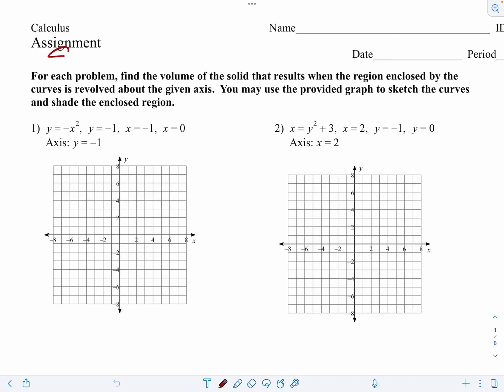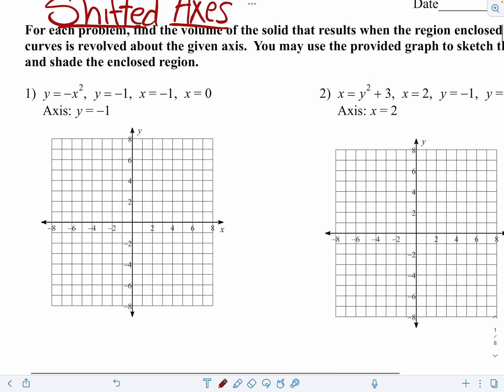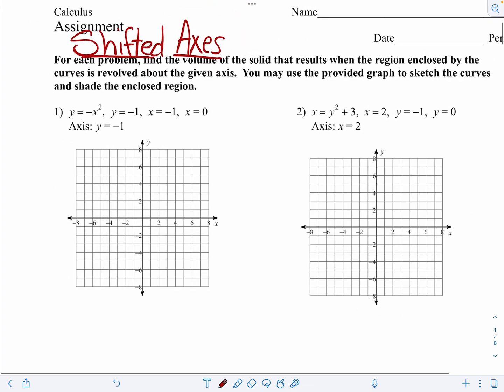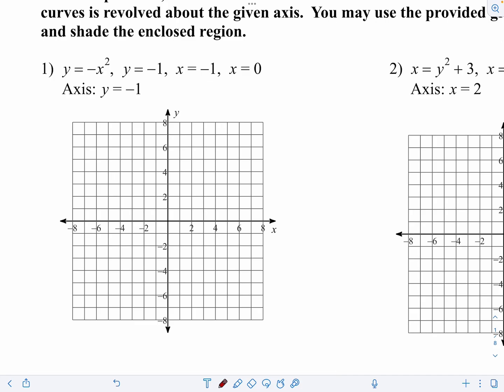These are problems that involve shifted axes, where the solid that results when you rotate a region around is not on one of the x or y axes. It's been shifted. So we'll do a couple of examples here. The instructions are: find the volume that results when the region enclosed by the curves is revolved around the given axes. We're just going to set it up and show you how it comes about.